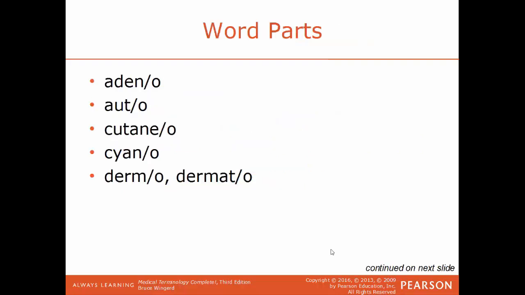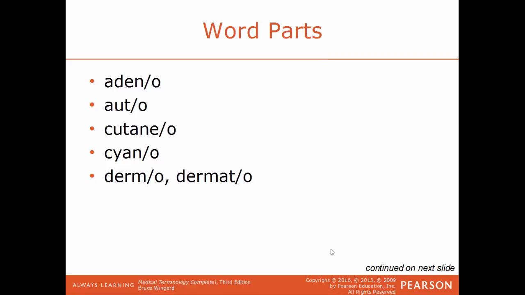First, let's start off with some basic word parts that you'll see commonly in this chapter. The first one, adeno, or adene, combining vowel O for adeno, as a reference to gland. Auto is a reference to self. Think of the term automatically. You're doing it on its own. Cutaneo is a reference to skin. So anything that's cutaneous is a reference to the skin.